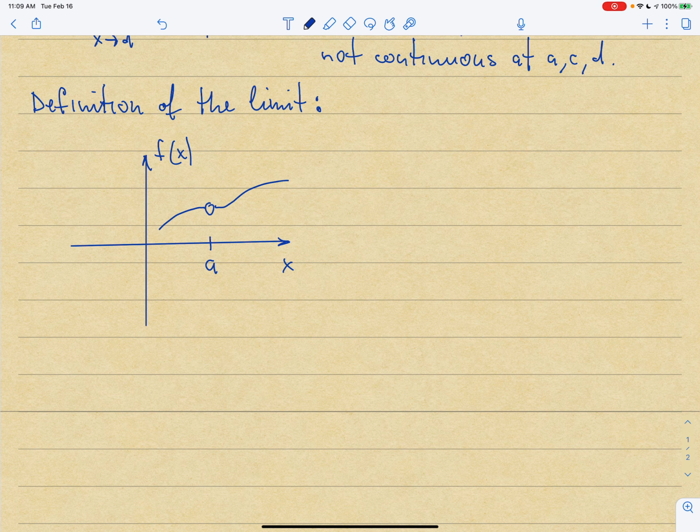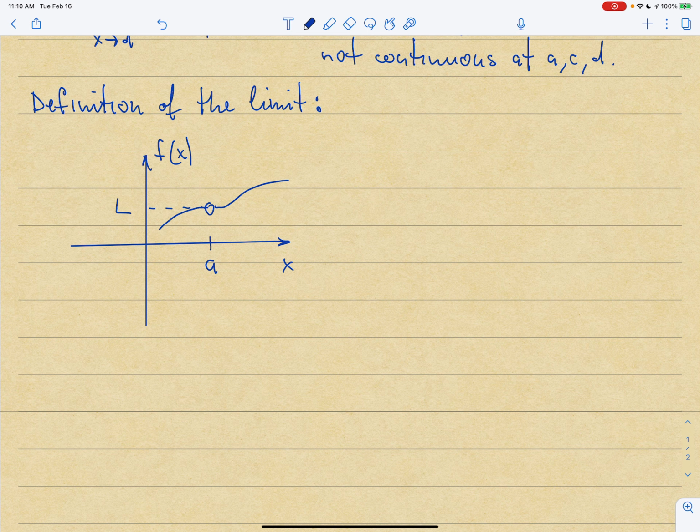And I want to see if this function has a limit, let's say from the right. From the right is fine. How do I know if it has a limit from the right? Clearly, in this case, as x gets closer to a from the right, the values of f of x will approach this number that I'm going to call L. Now, what does it mean? Why is this true?